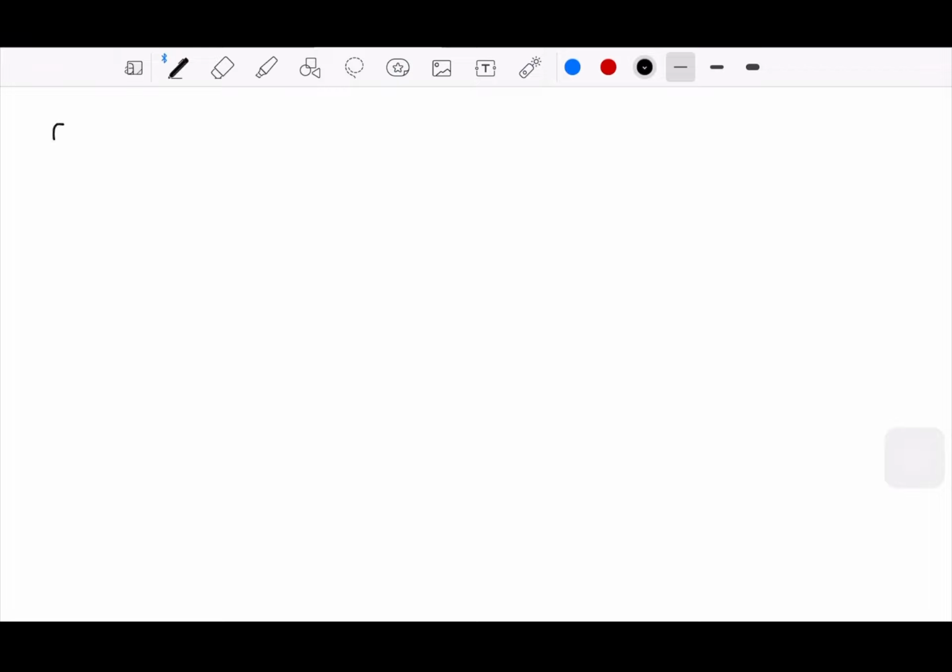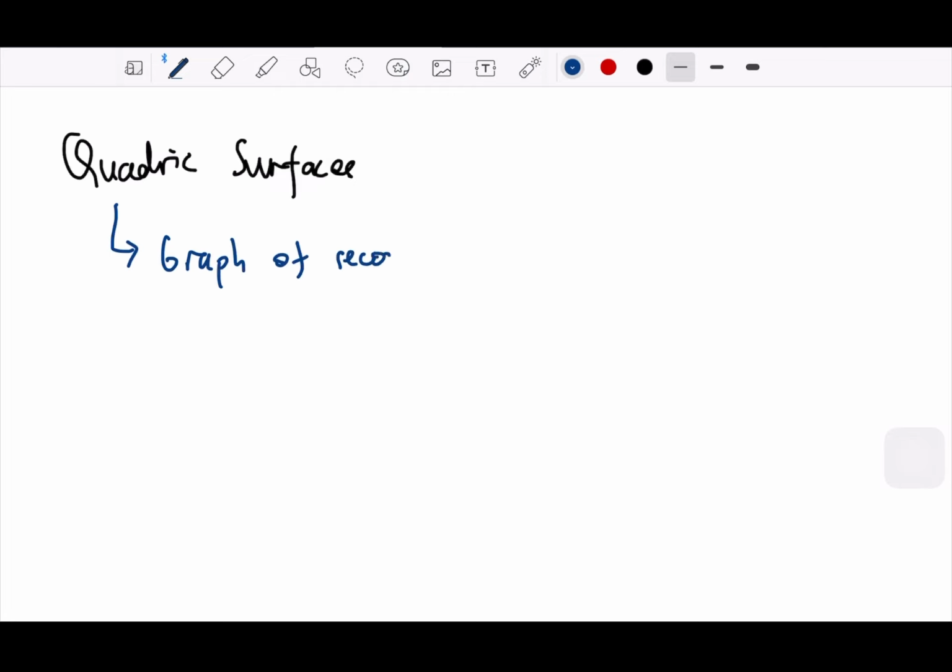Okay, now we are moving to drawing the quadratic surface. So what does quadratic surface mean? Ideally, a quadratic surface is a surface that we can shape out of the second degree of our equations. We can say it's the graph of second degree equations in 3 variables.